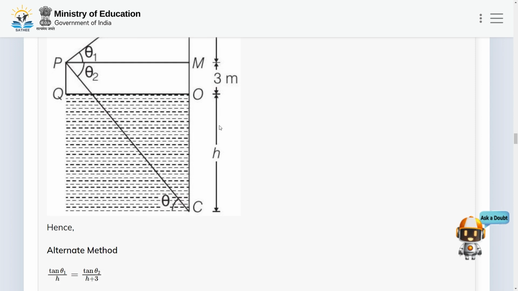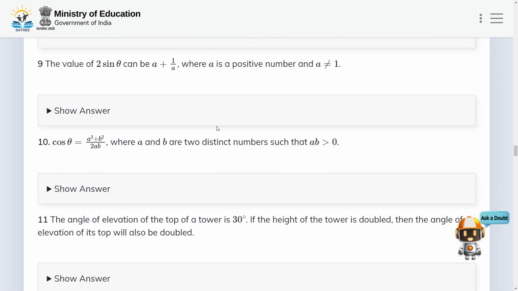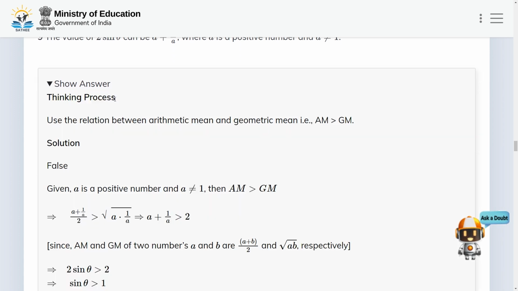Okay, so now let us move to the next problem. In the next problem, we have: the value of 2 sine theta can be a plus 1 by a, where a is a positive number and a does not equal 1. Okay, so let us check this statement.